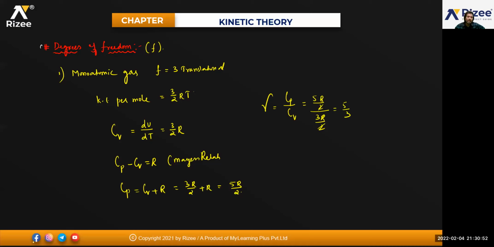Okay, so we need to remember the standard formulas in this one, beta. Cp minus Cv is equal to R, which is known as Mayer's relation. Cv is equal to du divided by dt. U is nothing but what, beta? Internal energy. T is temperature. Then the same way Cp is equal to Cv plus R, and gamma value will be equal to Cp divided by Cv. So for monoatomic gas, the number of degrees of freedom is equal to 3.